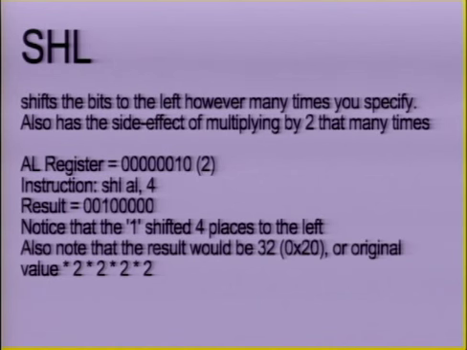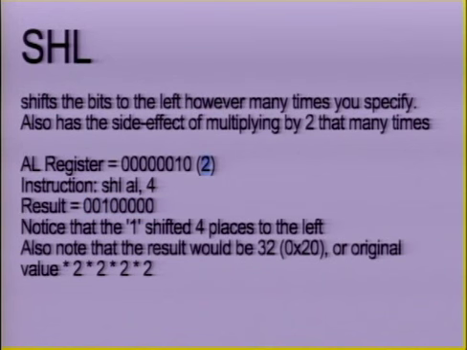A neat thing I think about shifting is that shifting to the left specifically can act like multiplying a little bit, and shifting to the right would be kind of like division. Each time you shift to the left, it's like multiplying by 2. So we shifted to the left by 4 times, so it's like we multiplied by 2 4 times. So this value here is 32 in decimal. So 2, times 2 times 2 times 2 times 2 would be 32.